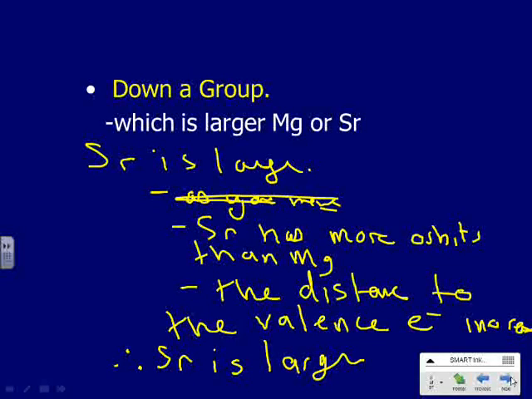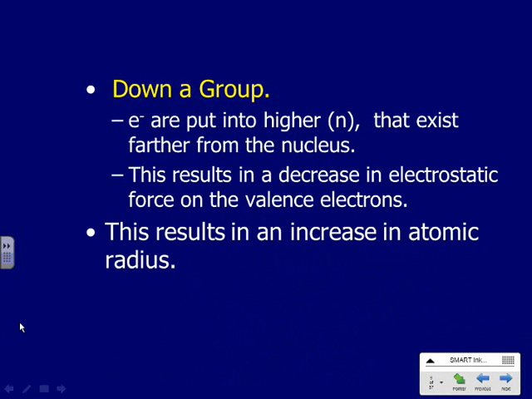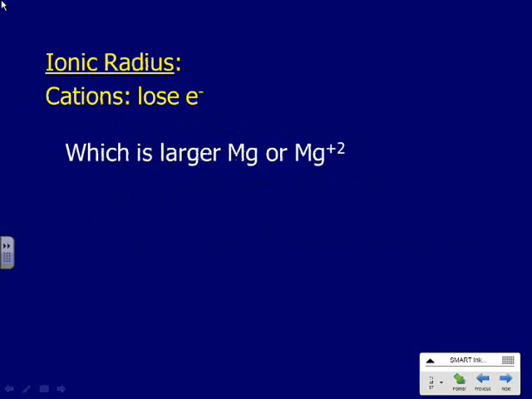Questions, concerns? Very logical. Down a group, again, let's make a general statement. And again, like I said, you're writing the same thing over and over again. It's going to drive you crazy. But I want to get that into your head, the way it works. When you're moving down, you're thinking about more orbits. When you're moving across, you're thinking about more protons. So, cations. Again, I want you to be logical. Answering these questions is quite easy as long as we use some logic.